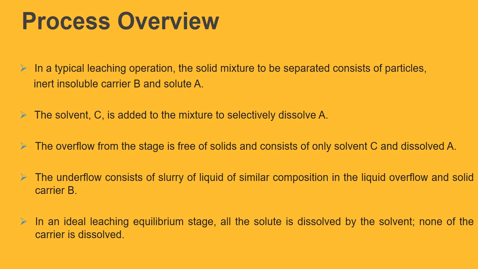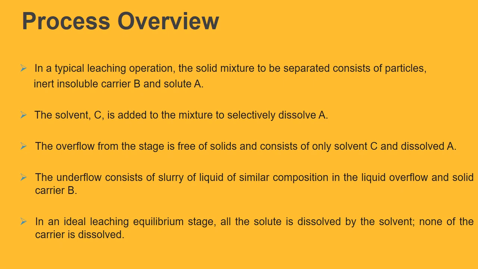Now, we have to look into the solvent as C. We represent it as C, and it is something that is added to the mixture to, take note, selectively dissolve A only. Meaning it is not interested in the other solids in the mixture. Now, the overflow from the stage, or if you have several stages in your leaching process, the overflow from each stage is free of solids. It is assumed that the overflow is all liquid and consists only of the solvent C that selectively dissolved A from the solid matrix. So again, the overflow does not contain any solid.